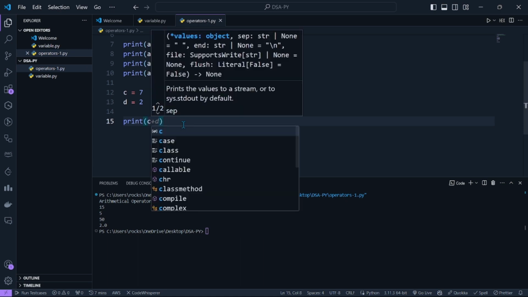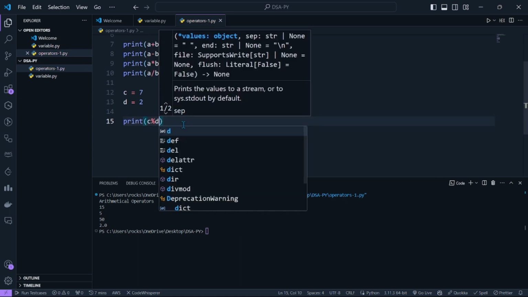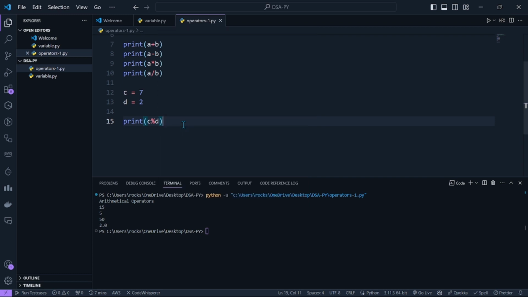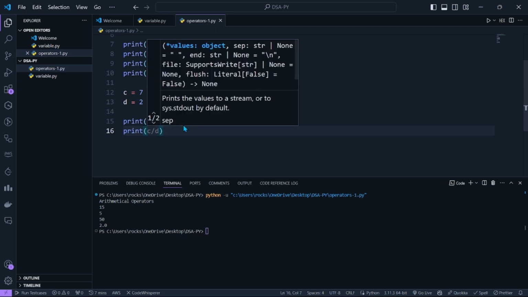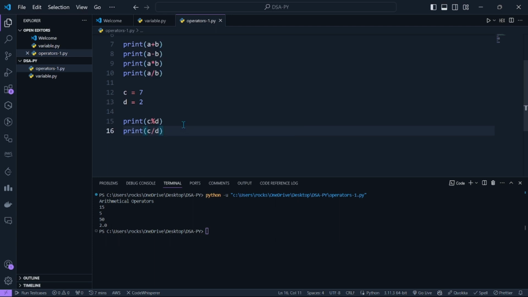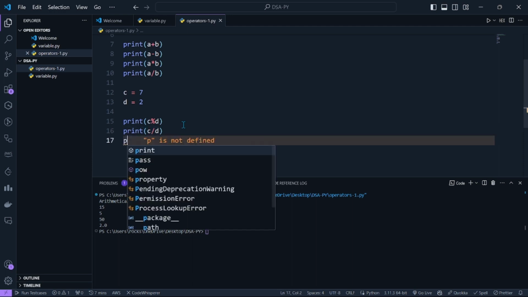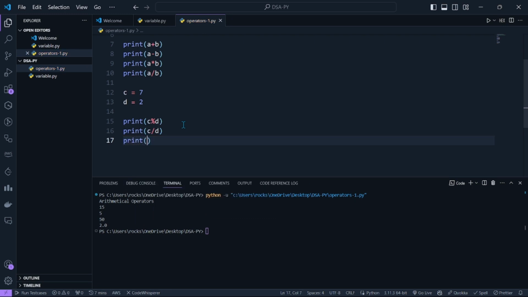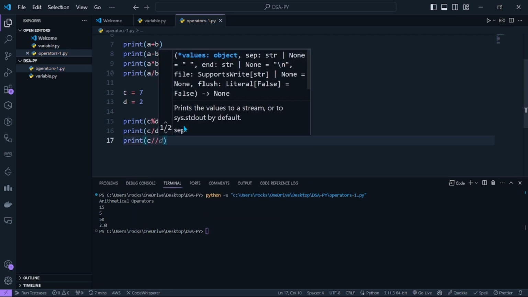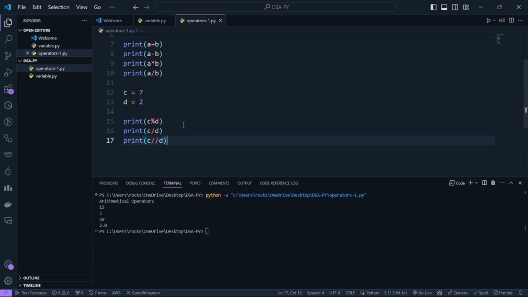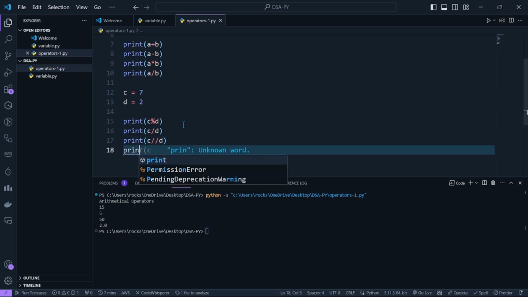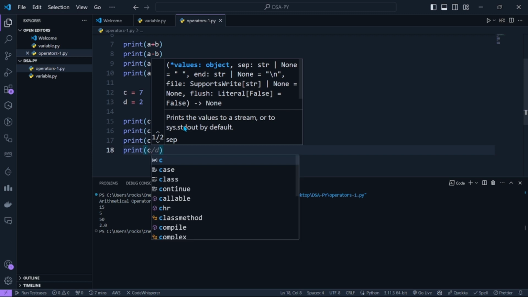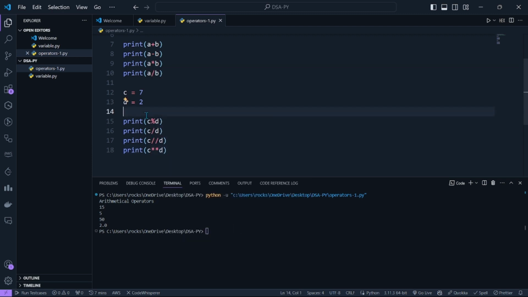Now we are going to print the modulus. What does modulus mean? Modulus means the remainder. The modulus operator basically returns the remainder. Now, let me first print the division value of c divided by d, which will be 3.5. For now you can guess. Now we will print the floor division value, now we will print the exponential value, and now we are going to run this.